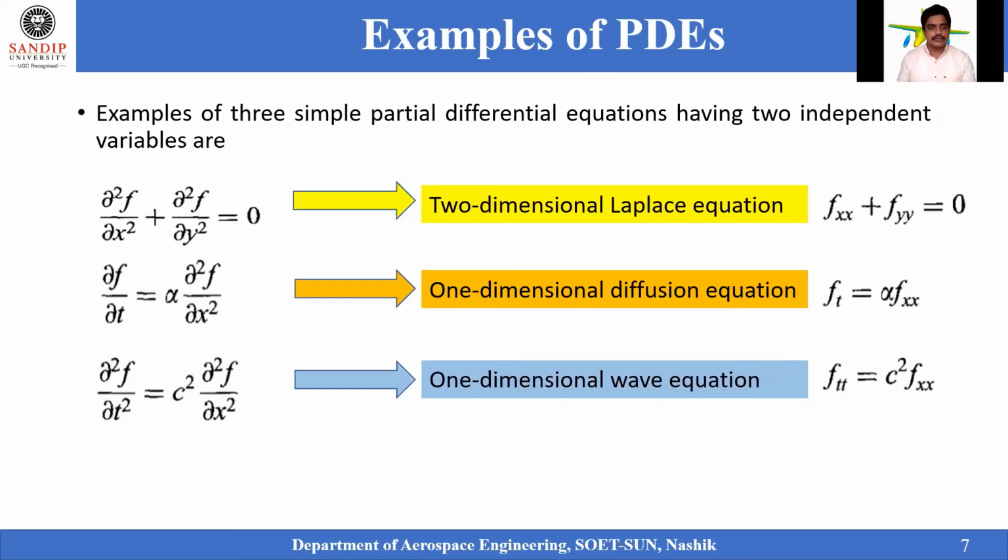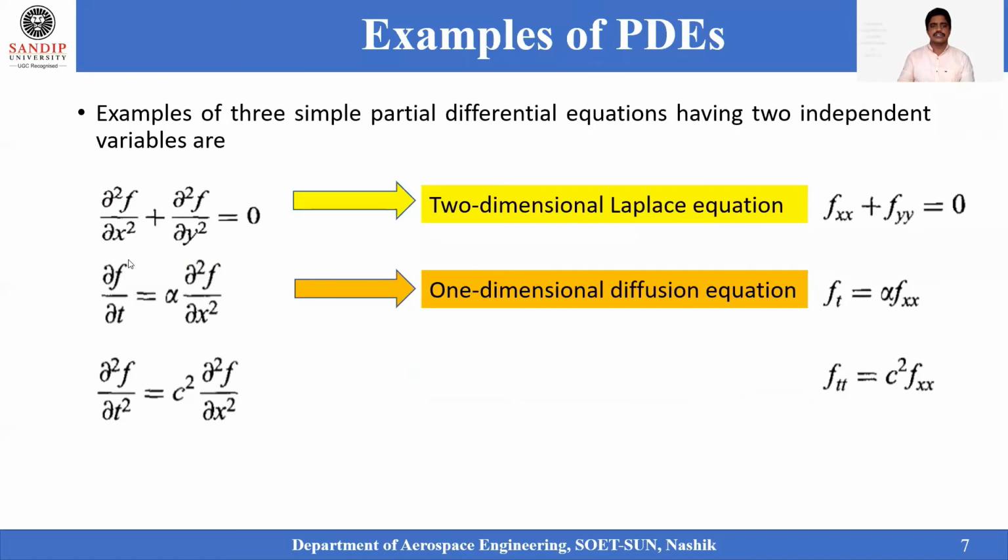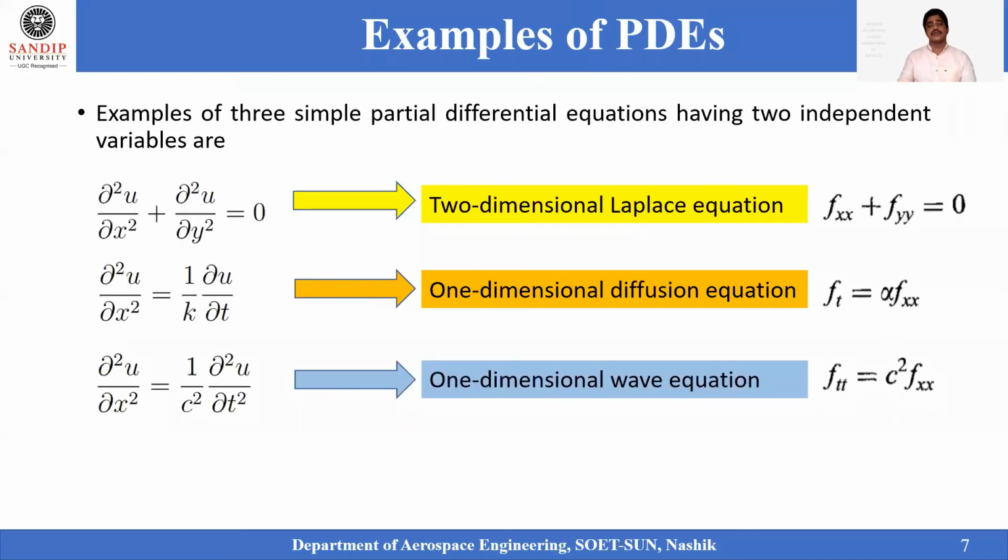Right. So let us move further. Before going further, let us see how exactly these equations can also be written. If you are not interested in writing in the f format, you can write it as dou square u by dou x square plus dou square u by dou y square is equal to 0. That is along the velocity component u, where we are addressing the two variables x and y. Similarly, we can write the one-dimensional diffusion equation as dou square u by dou x square is equal to 1 by k dou u by dou t.